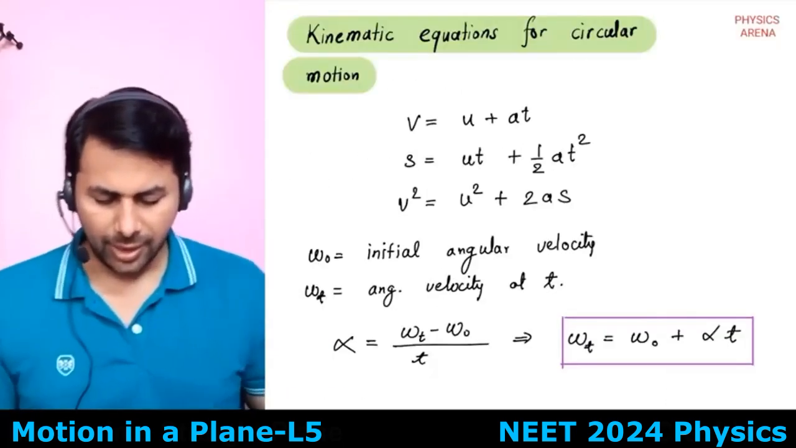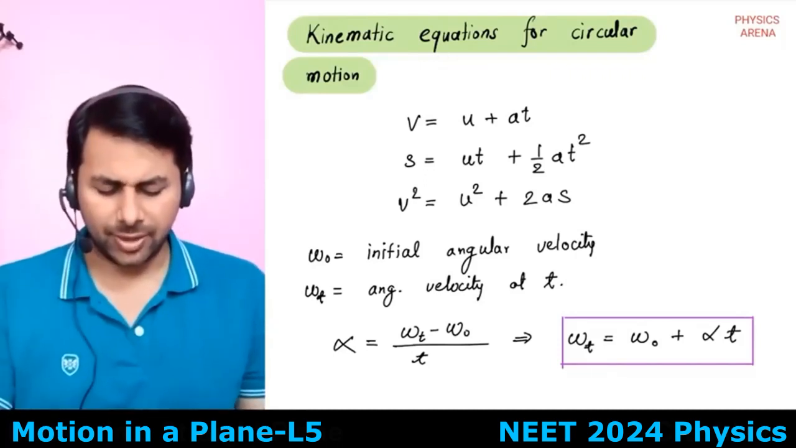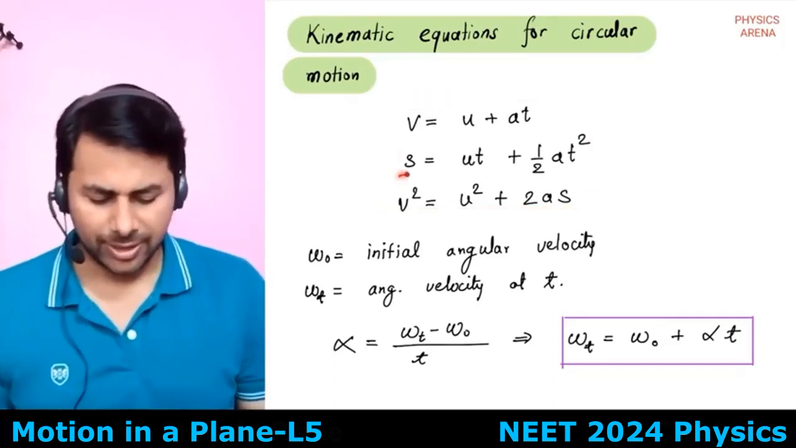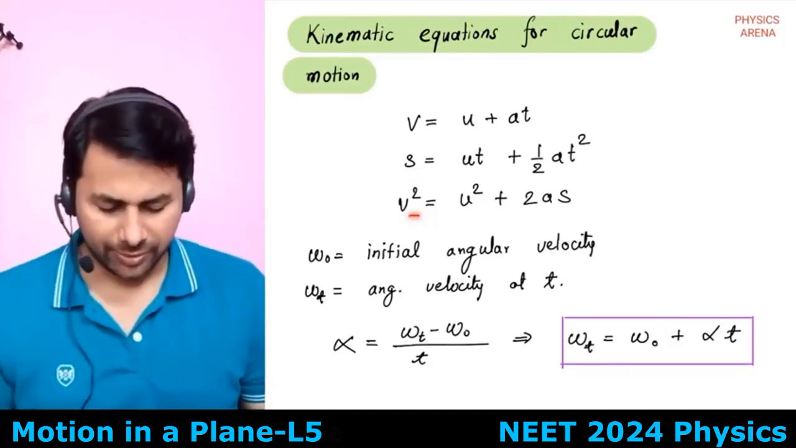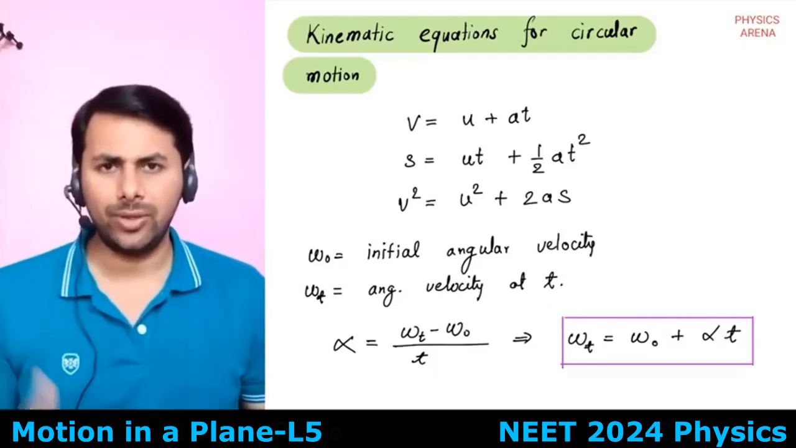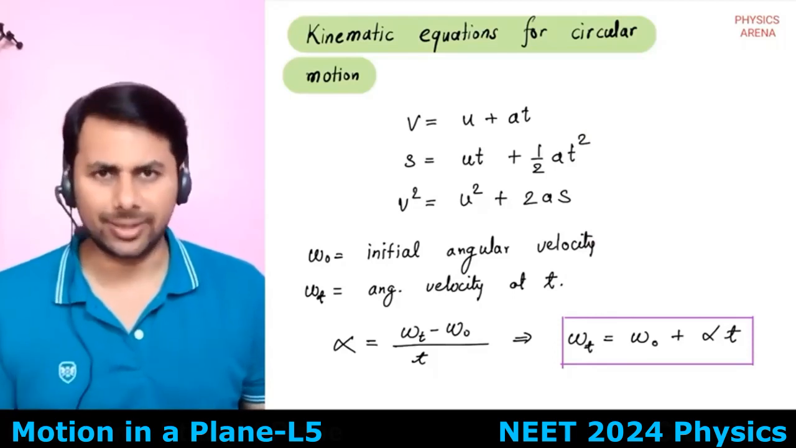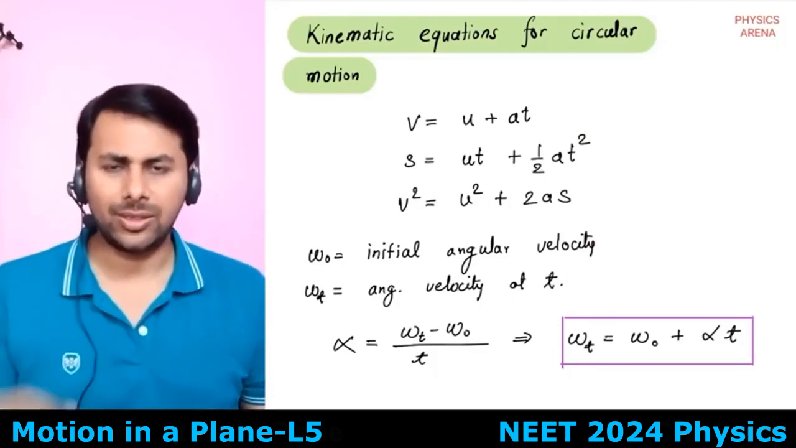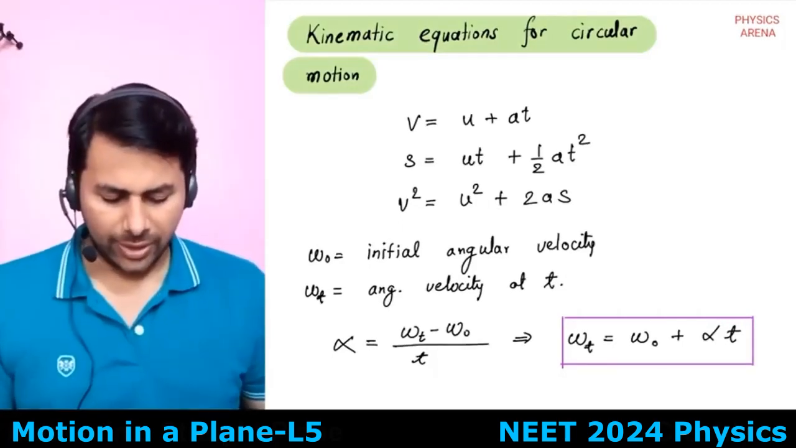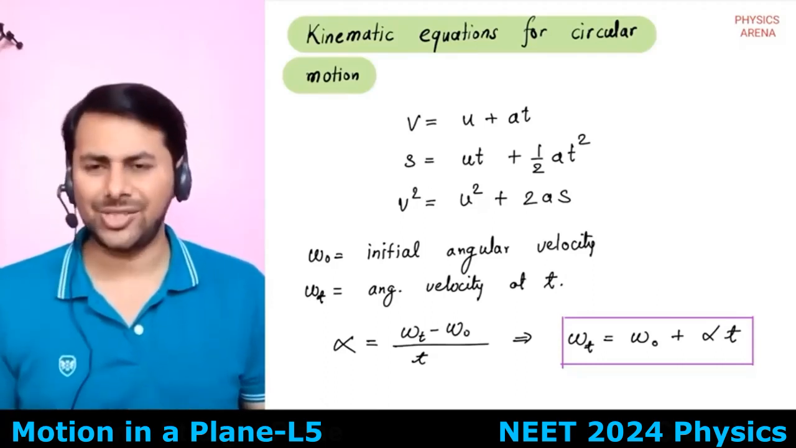And there is one more thing, kinematic equations for circular motion. So this is simple actually. You have kinematic equations for linear motion. v is equal to u plus at, s equals ut plus half at square, v square is u square plus 2as. Now what can we do in case of uniform angular acceleration? These equations are valid for uniform linear acceleration. In case of circular motion, if angular acceleration is uniform, that means which acceleration is constant? Centripetal or tangential?